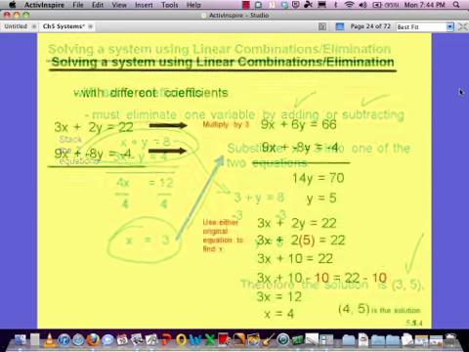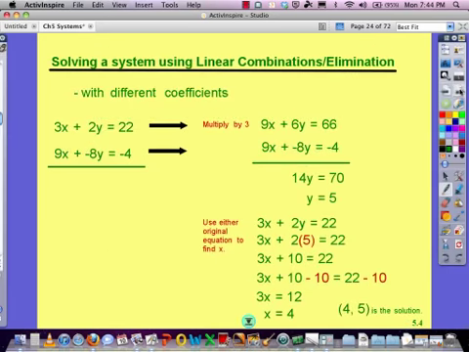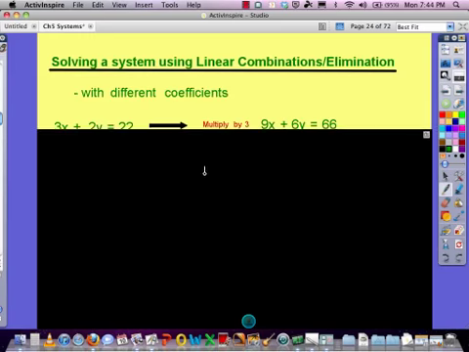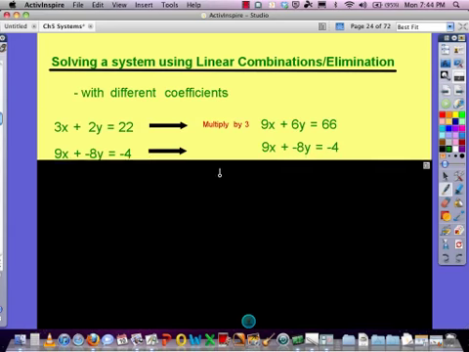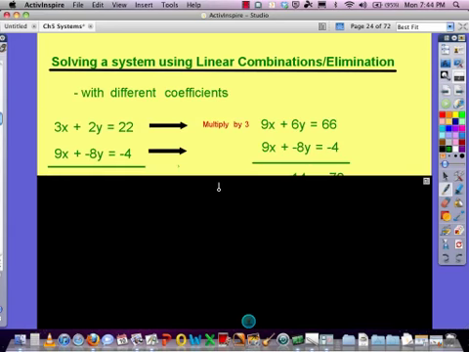Okay, knowing that, let's move on to the next question, which is, well, what's going to happen when you have different coefficients? So here we go. All right, what if it's just not so easy to add and subtract right away? Here's our two equations. If I look at the 3 and the 9, they do not eliminate.